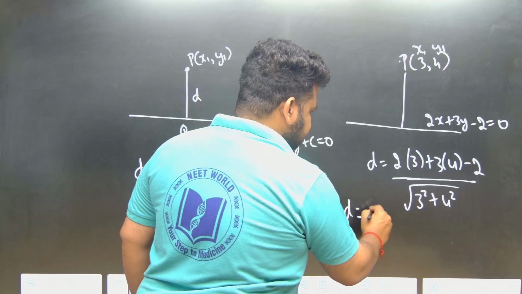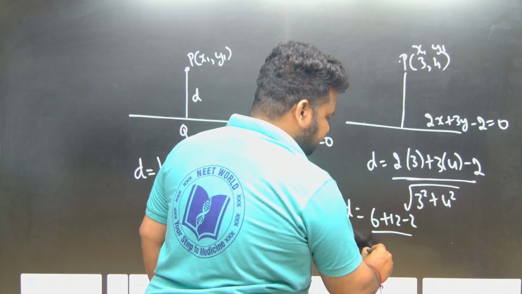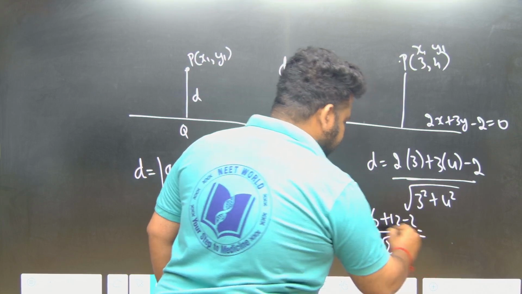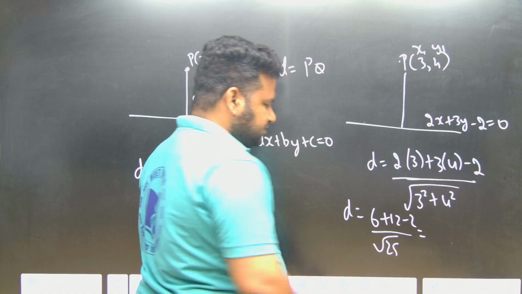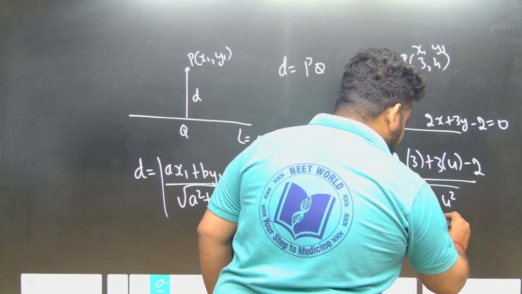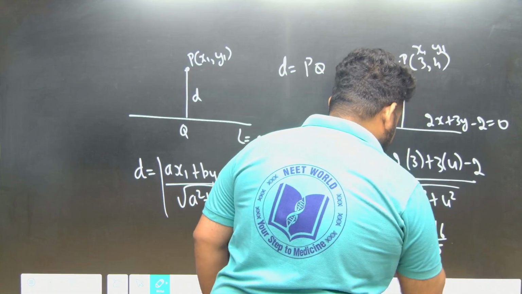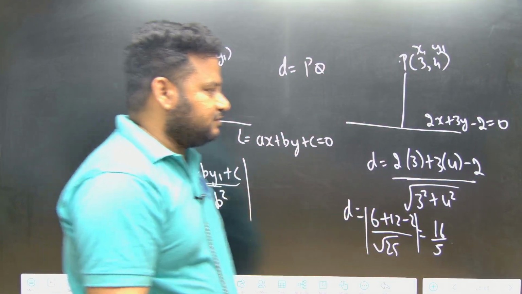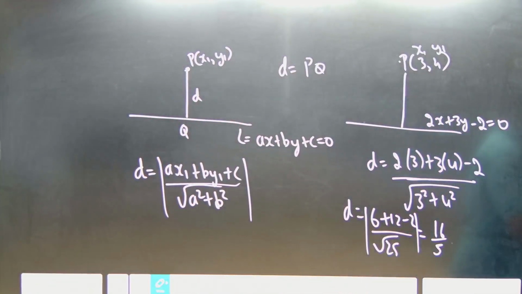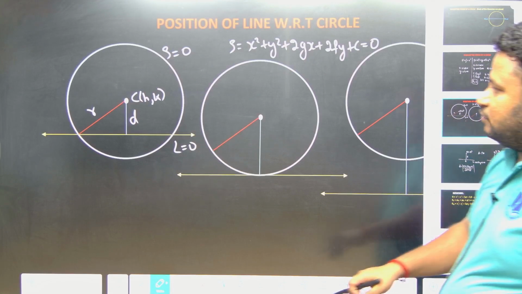d is equal to 2 threes are 6, 3 fours are 12, that is 12 plus 6, 18, 18 minus 2 is 16, divided by the square root of 3 square plus 4 square, that is 16 plus 9, 25, and the square root of 25 is 5. So we get 16 by 5. Within the modulus sign, the distance will be a positive value. We get the distance as 16 by 5. I wanted to tell how to find the distance here.